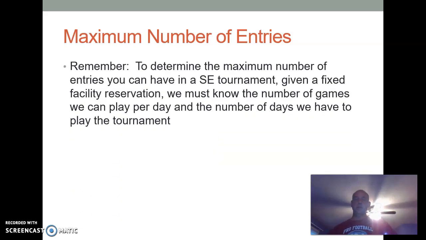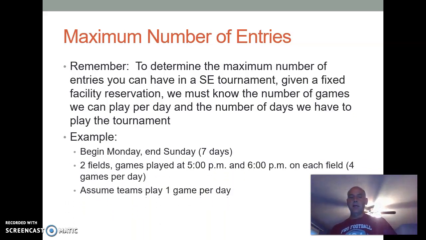Remember, to determine the maximum number of entries you can have in a single elimination, you have to look at how many facility reservations you have. Given a fixed facility reservation, you must know the number of games we can play per day and the number of days you're going to have for the tournament, right? So we have to know the number of days and the number of games that we can get in a day.